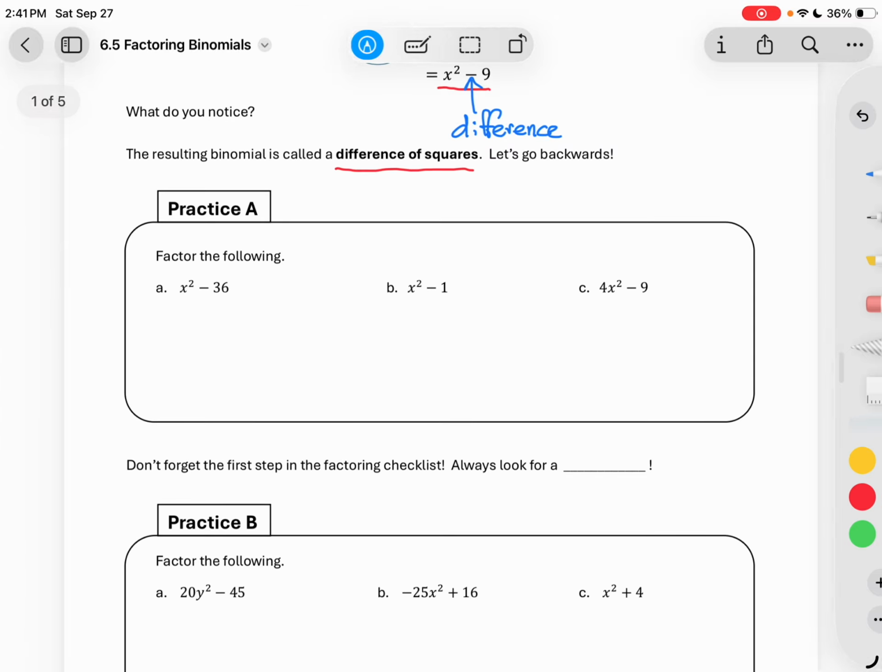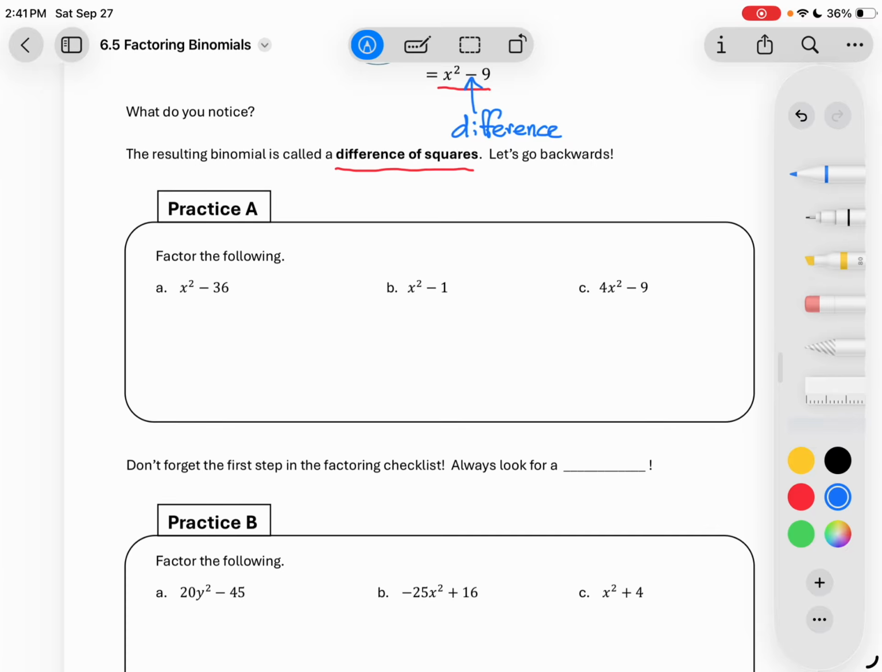So this first one is x squared minus 36. We go ahead and make our sets of parentheses. We know we're going to need x here and x here in order to multiply to x squared, and then 6 here and 6 here in order to multiply to 36. Because there's a 0 middle term, we need 1 minus and 1 plus. And we can go ahead and check that. That would be negative 6x and positive 6x, and those would add up to 0x, so that works.